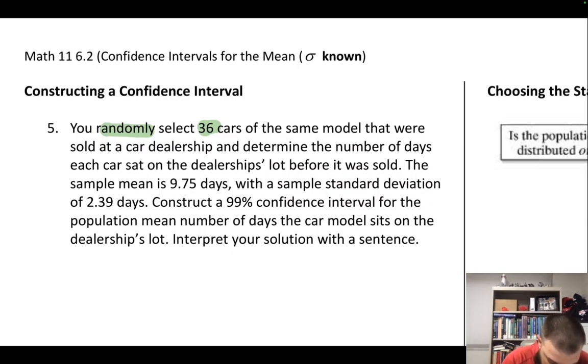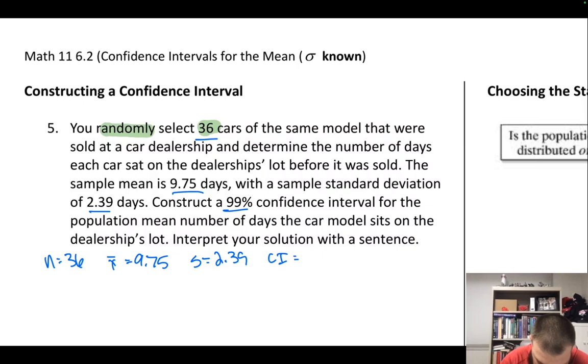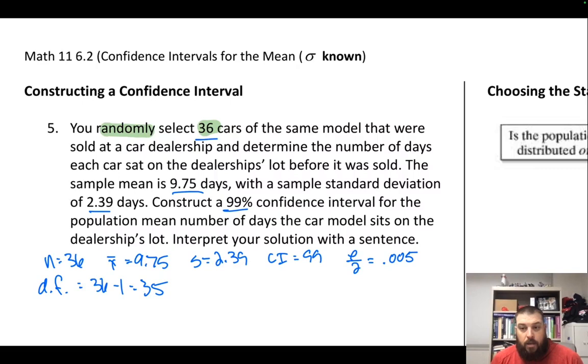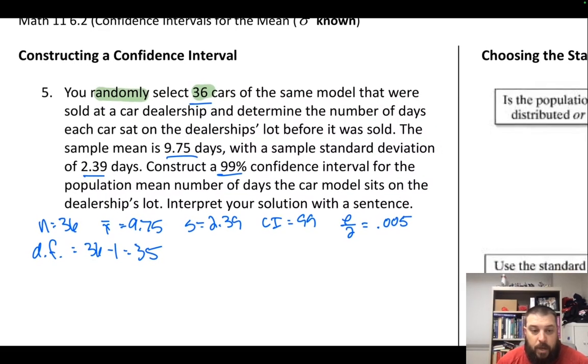So let's identify what we got. So n is 36. All right, we have a sample mean of 9.75, a sample standard deviation of 2.39. Our confidence interval is 99, so our alpha over 2 is 0.005. And then we have degrees of freedom, 36 minus 1, which is 35. And so from there, go and try that problem on your own.